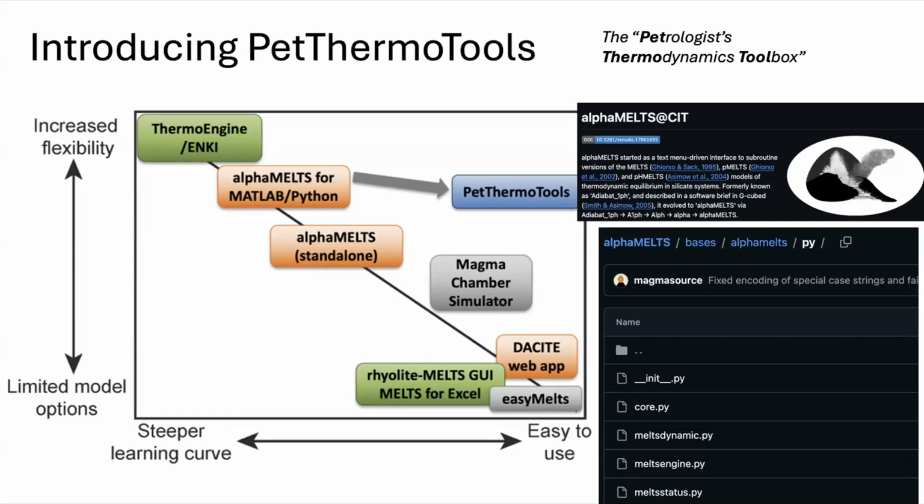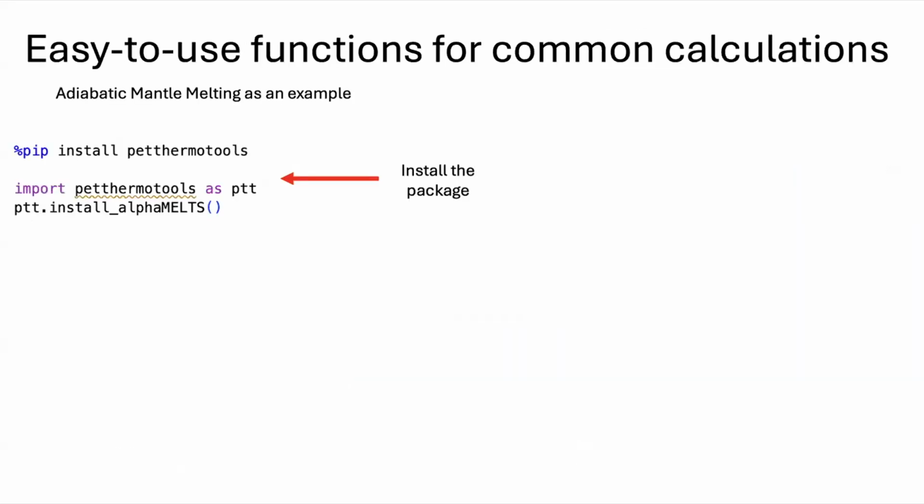To go through very quickly what we've been doing, we've been packaging up alphaMELTS with Python functions and methods into PetThermoTools, and we're trying to make it as easy as possible for people to use. Say you want to install the package, we can do this through pip, so it's distributed through PyPI. Once you have PetThermoTools installed, all you need to do is import it into your Python environment and run one installation line.